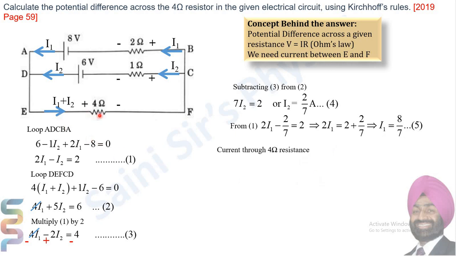And the current through the 4 ohm resistance is I1 plus I2. Just add the two, you get 10 by 7. And you required the potential difference across 4 ohm. So the current is there. Just multiply with the resistance, use V equal to IR, and the answer is there. 5.7 volt.